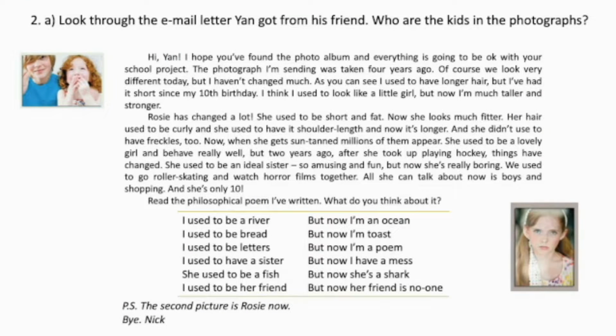Now, look through the email letter Jan got from his friend. Who are the kids in the photos? Let's read the email letter together.